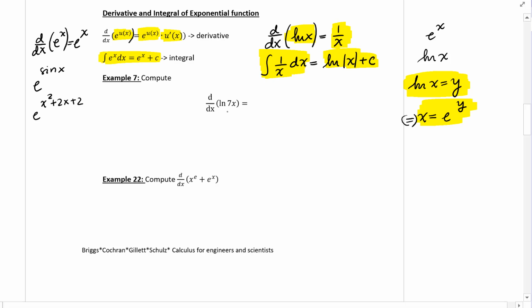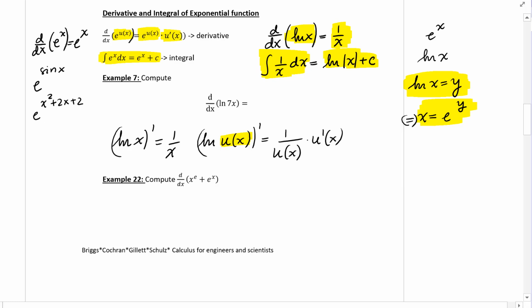The derivative of ln of 7x, well, again, ln of x prime is 1 over x, so ln of u of x prime, right? So the derivative of the composed function, and not just x, is going to be 1 over u of x times u prime of x.